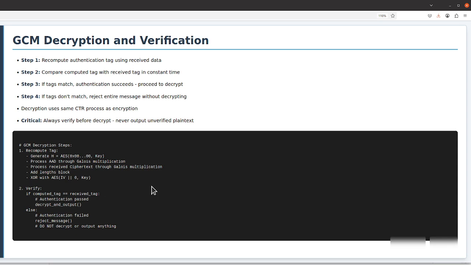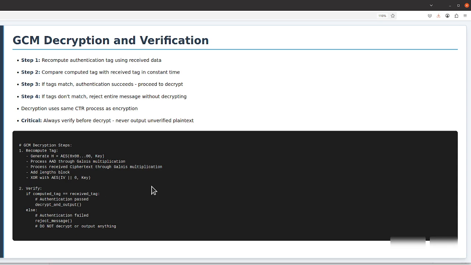They use the received IV, the received ciphertext, and any AAD that's included. They generate the authentication key H by encrypting zeros. They process the AAD and ciphertext through Galois field multiplication. They create the lengths block and multiply it.